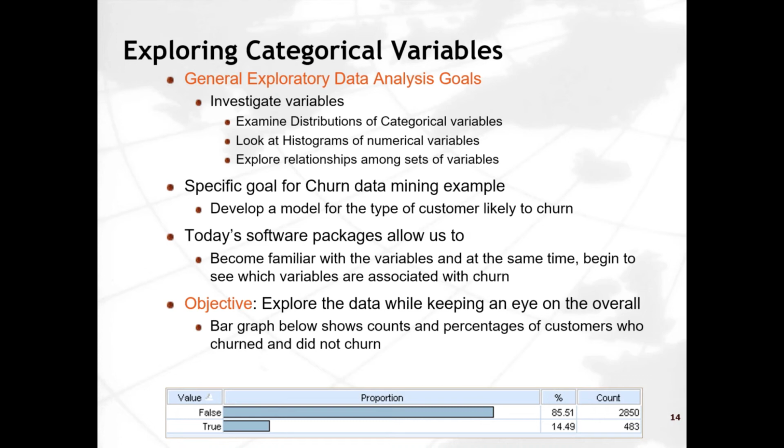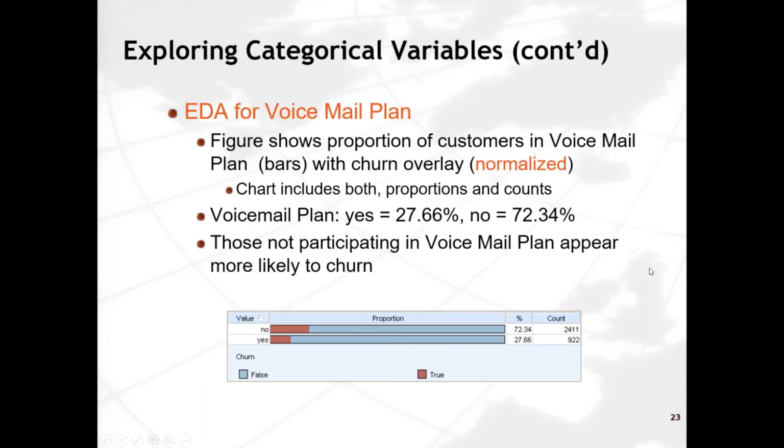From previous class, we took a look at the voicemail plan and made some bar graphs and tried to see if voicemail plan made a difference in terms of churning. Voicemail plan is a binary variable. Churn is another binary variable, right? Let's try to make this graph in SAS. So we're going to make a bar graph grouped by voicemail plan and try to overlay the two outcomes under these bars.